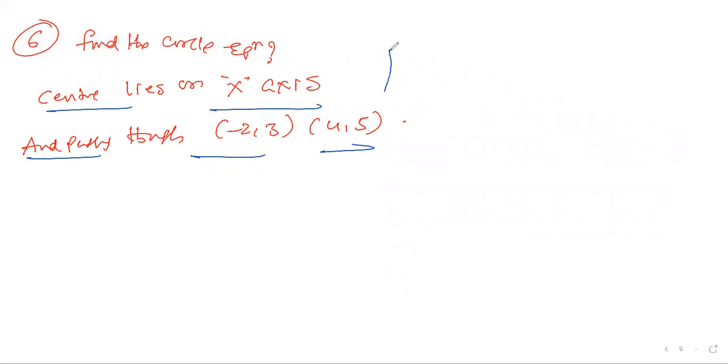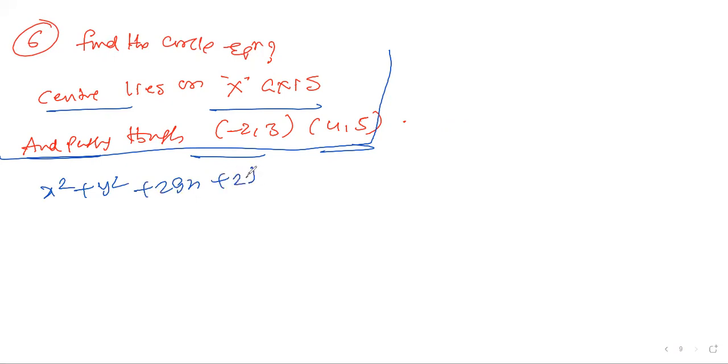Okay, so from this, first you take the general equation. What is the equation? x square plus y square plus 2gx plus 2fy plus c is equal to 0. It is passing through (-2, 3). Now substitute the point (-2, 3) in this equation. This is equation number 1.